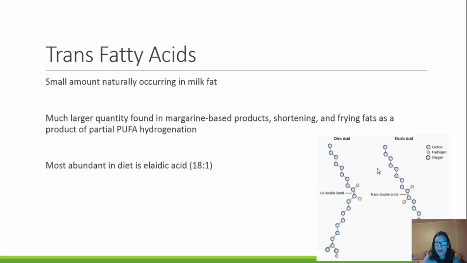So basically, we can see a comparison in here. We have the oleic acid with our double bond here, and then we have our hydrogens on one side, so that's the cis formation, whereas for this trans fatty acid, we have our double bond and our hydrogens are on the opposite side, so that's a trans bond.